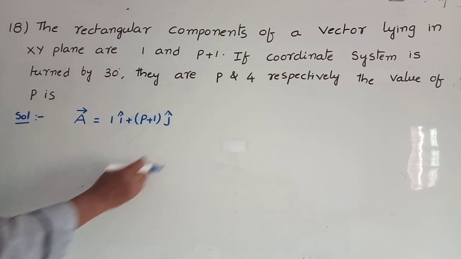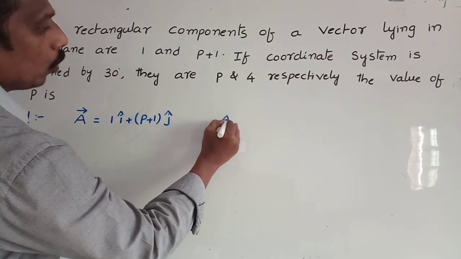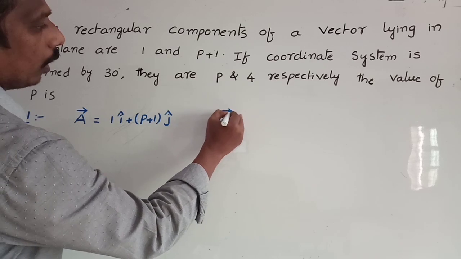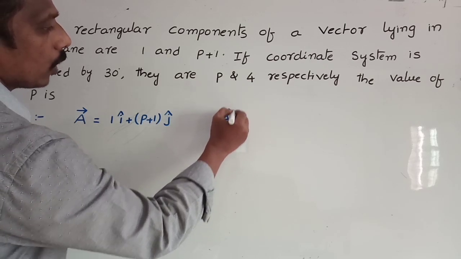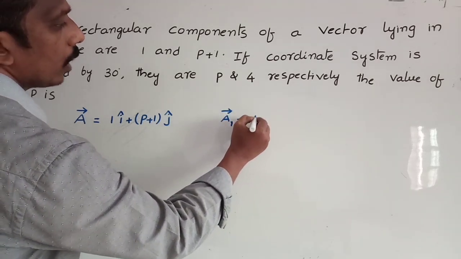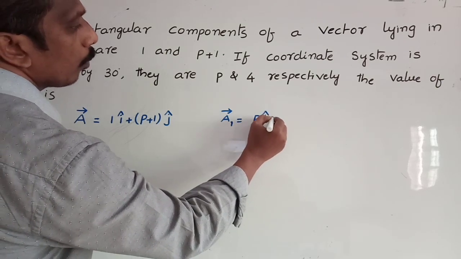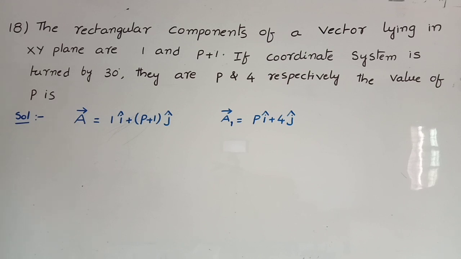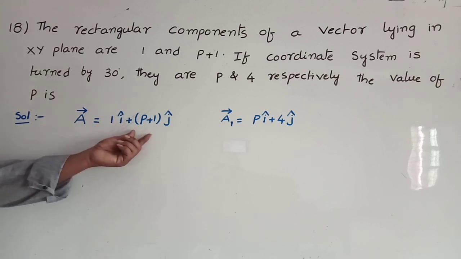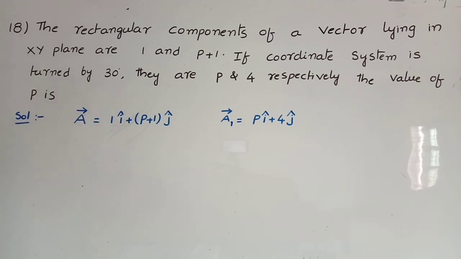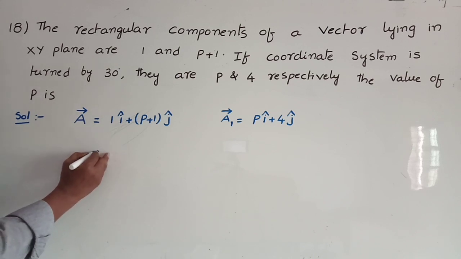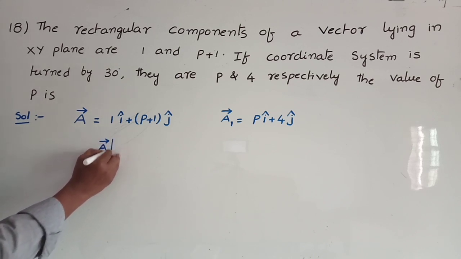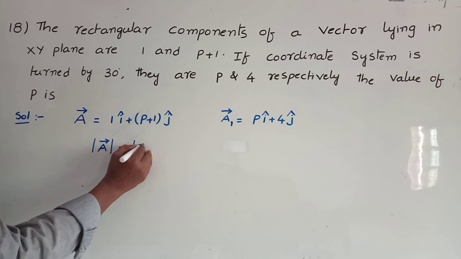Now the new coordinates of this vector, a bar dash, or a bar 1, you take, is equal to p i cap plus 4 j cap. But the components of the vector may change, but the magnitude of the vector does not change here, because the vector is not changing, only the coordinate system is changing. That's why the magnitude of a bar is equal to the magnitude of a1 bar.